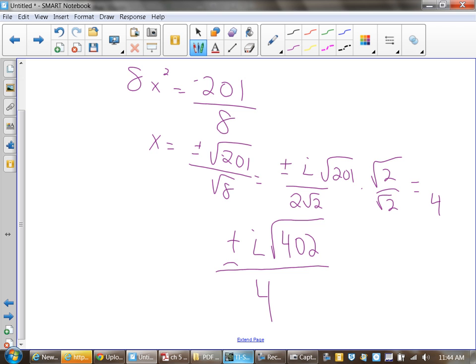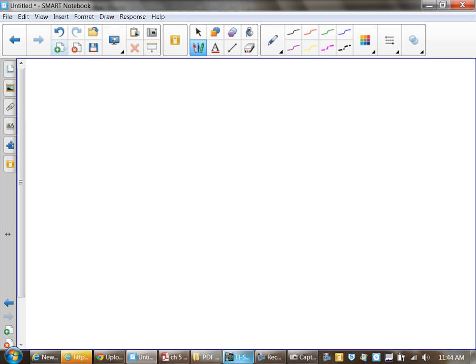Like I said, I didn't get them onto this sheet, but let's say you had to do 2 minus 3i and you're dividing it by 4 plus 5i. How do you simplify that? I don't want that imaginary number in the denominator. What do I have to multiply top and bottom by?